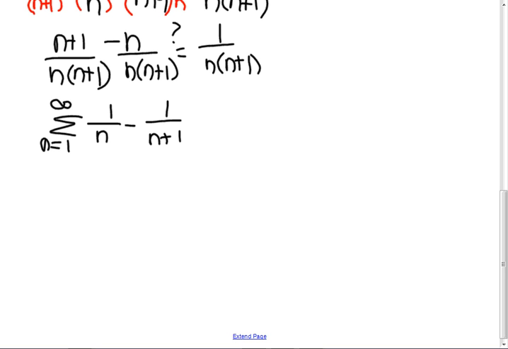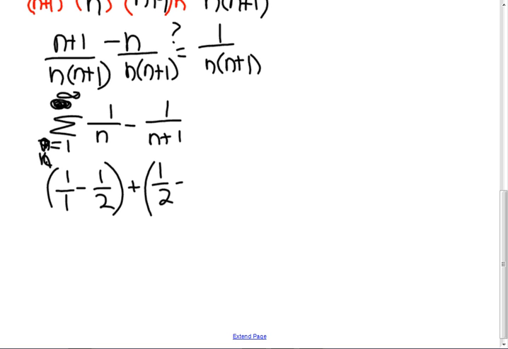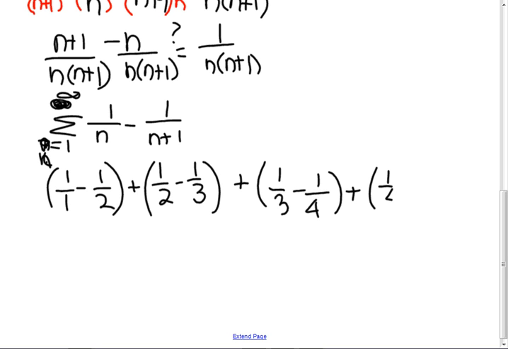Now, I'm going to make it go to infinity. But I want the limiting value. So when n is equal to 1, I'm going to get 1 over 1 minus 1 over 2. What if n is equal to 2 now? It's 1 over 2 minus 1 over 3. You're going to see in a moment why we call it a collapsing sum. And then it's going to be plus 1 over 3 minus 1 over 4. Plus 1 over 4 minus 1 over.